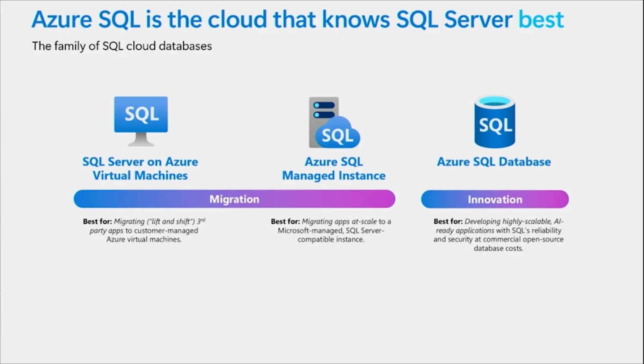If you wanted to get out of the world of managing the operating system, patches, security updates, and everything else associated with running Windows, you can migrate to managed instance. So managed instance is a great landing solution for migrating apps at scale, still getting that instance-like experience, but taking the operating system management out from underneath it.